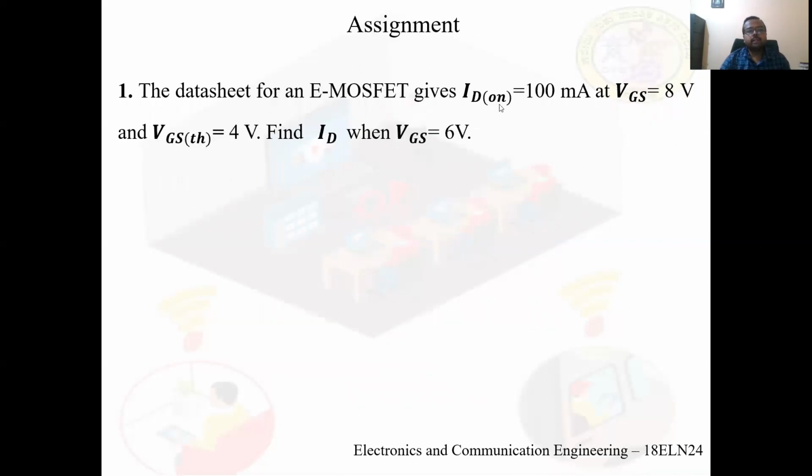Now we'll look at the assignment question. The data sheet for an enhancement MOSFET gives ID(on) equal to 100 milliamperes at VGS equal to 8 volts and VGS threshold is equal to 4 volts. Find ID when VGS is equal to 6 volts. This is similar to the third problem example we discussed, but the only thing is the VGS value is 6 volts here, and also the current is 100 milliamperes for VGS is equal to 8 volts.